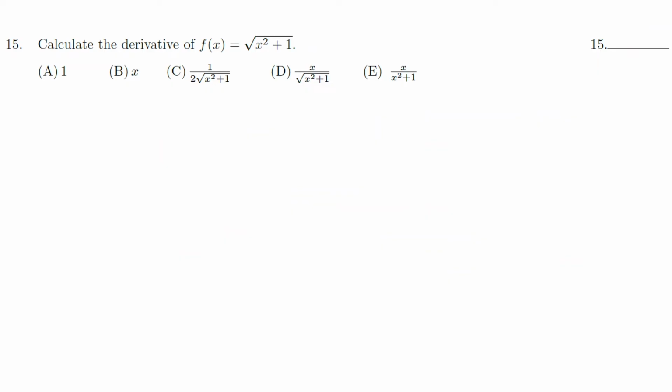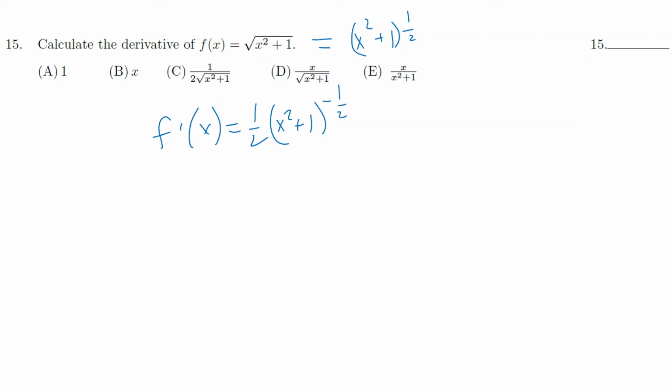Calculate the derivative. The first thing that you have to know is to rewrite this guy. Then f prime of x equals 1/2 times (x squared plus 1) to the power of negative 1/2. And what people forget is the chain rule, the derivative of the inside. 1/2 times 1 over the square root of x squared plus 1.